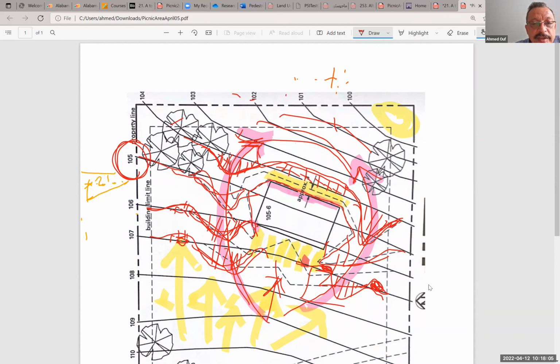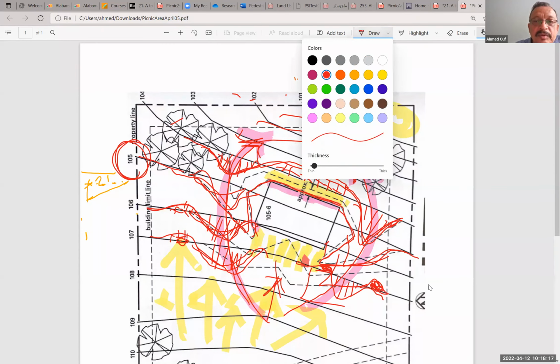And then they change that to here. And then back, back, back, back, back, back, and then to 105 again. Let me do it in another color. Let me do it in blue.